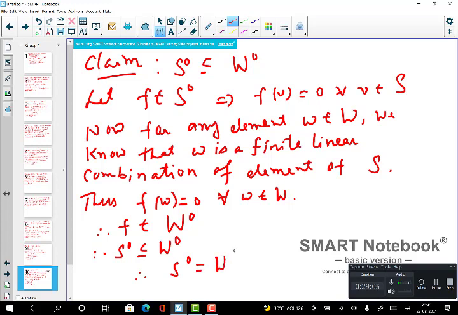So if you start with a set which is not a subspace, the annihilator of the set is equal to the annihilator of the subspace formed by the set. Okay, so this is the proof. Now with the help of this idea of annihilator, we are going to prove our question.